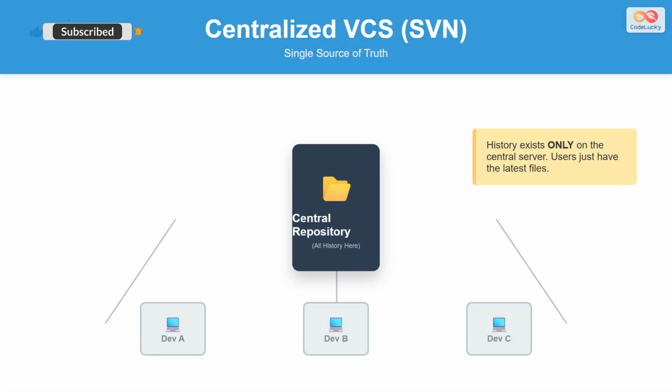SVN uses a centralized version control model. This means there is a single server that contains all the versioned files and the history of changes. Developers work on their local machines, but to commit changes or view history, they must communicate with this central server. The server is the single source of truth.